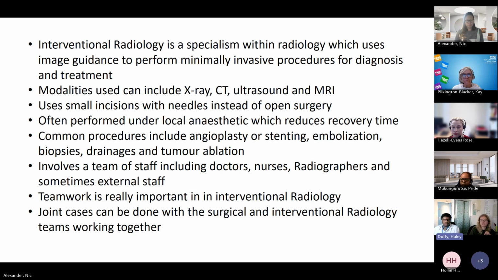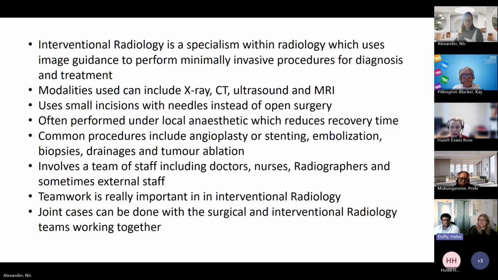We tend to use small incisions with needles rather than open surgery. So whereas someone might have needed a whole big operation before, we can actually treat them by using the X-rays without having quite such a big operation. It's often performed under local anaesthetic, which reduces recovery time. And often some patients are not suitable to have a general anaesthetic. So with us able to do these procedures under local anaesthetic means that we're able to treat more people that may not be able to be treated.